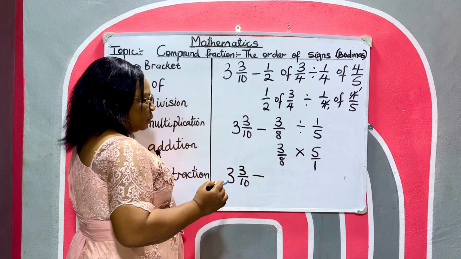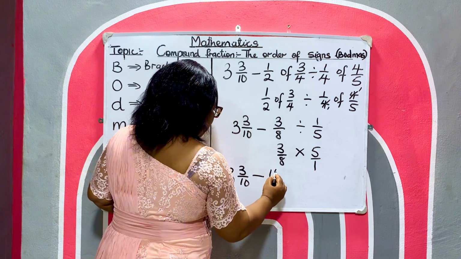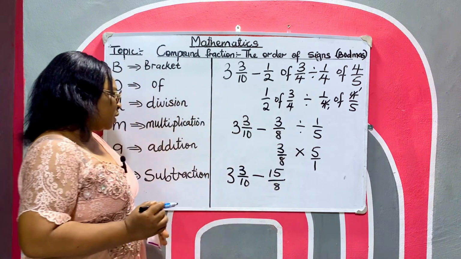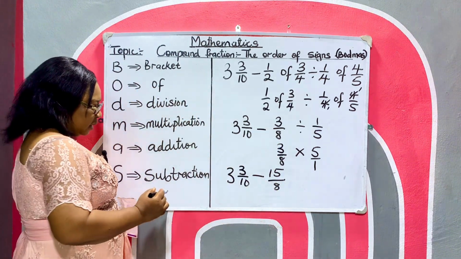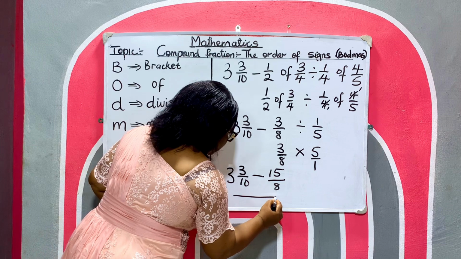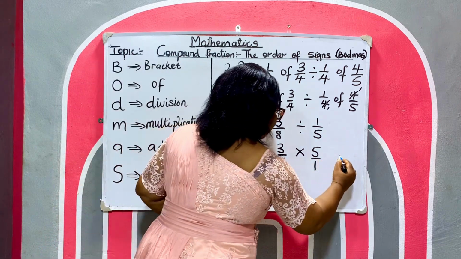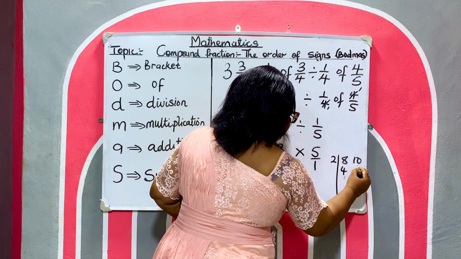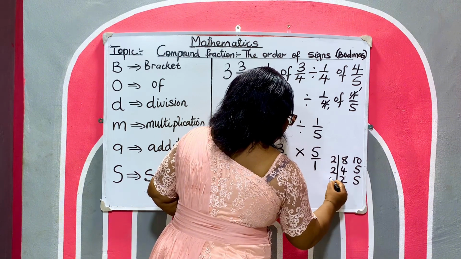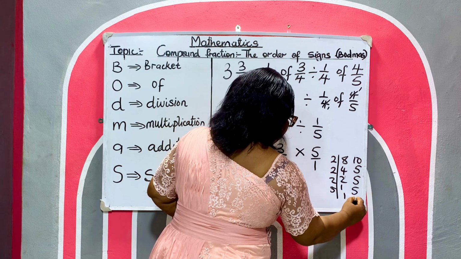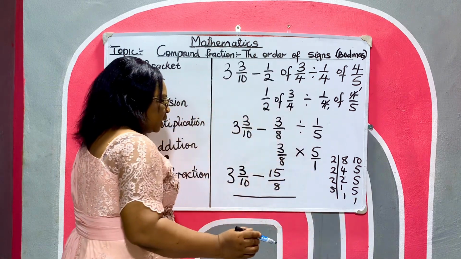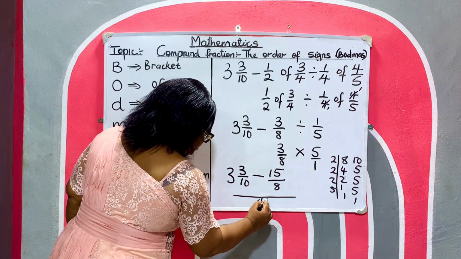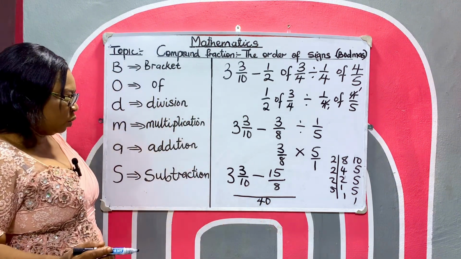3 times 5 will give me 15 over 8. Can you see that? 15 over 8. And we work for the LCM. LCM of 8 and 10: 2, 4, 5; 2, 2, 5; 2, 1, 5; 5, 1, 1. 2 times 2, 4 times 2, 8. 8 times 5 will give us 40. Give us what? 40. Okay.